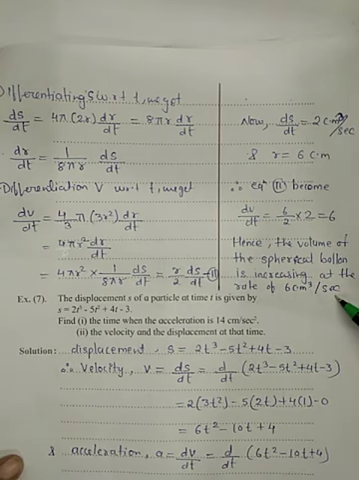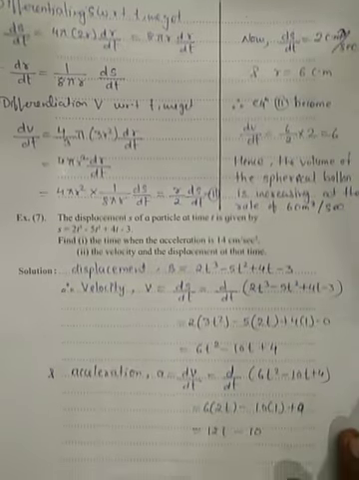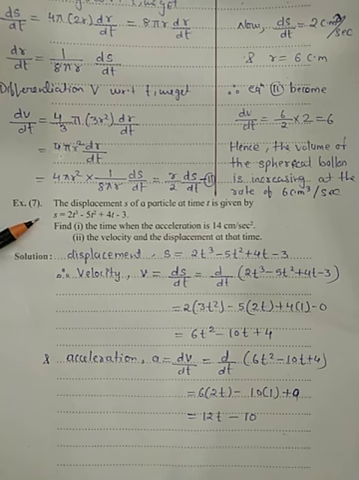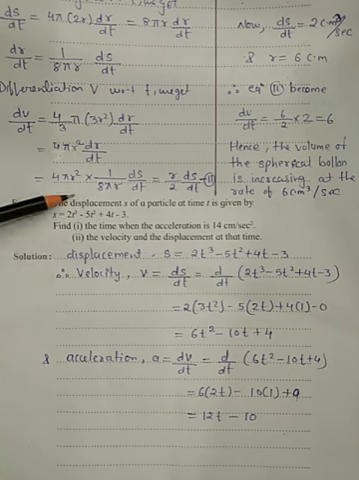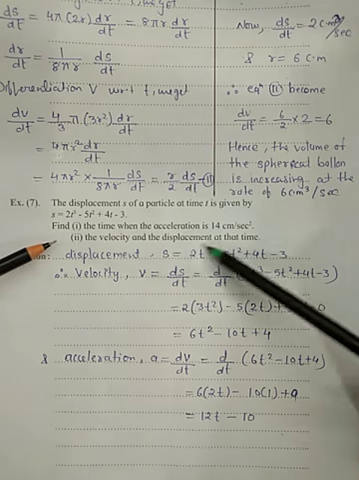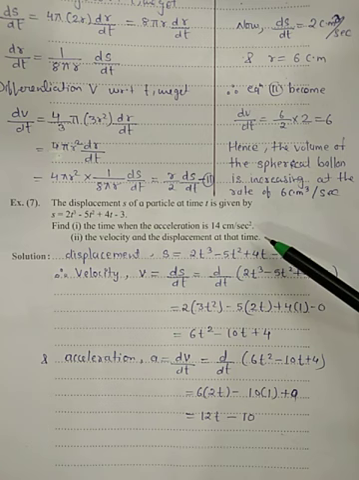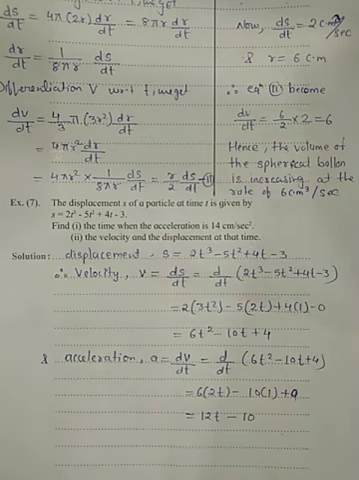Okay, done, clear. Next, question number 7. The displacement of a particle at time t is given by s equals 2t cube minus 5t square plus 4t minus 3. This is the displacement given. We are asked to find the time when the acceleration is 14 centimeter per second square, and the velocity and the displacement at that time.